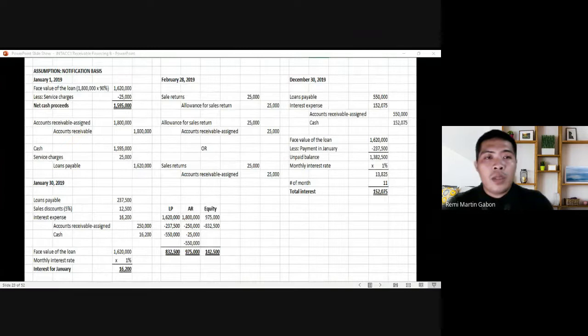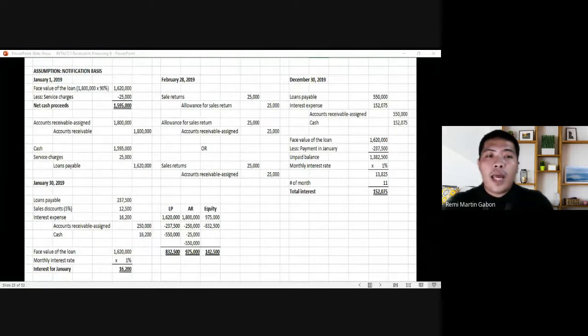Then accounts receivable, start with the assigned accounts of 1,800,000. Then from the 3 sub-transactions, look for the credits. So we have a credit on January 30 of 250,000. Another credit in February 28 because of the return. Then another credit on December 31 of 550,000. So our accounts receivable is 975,000.